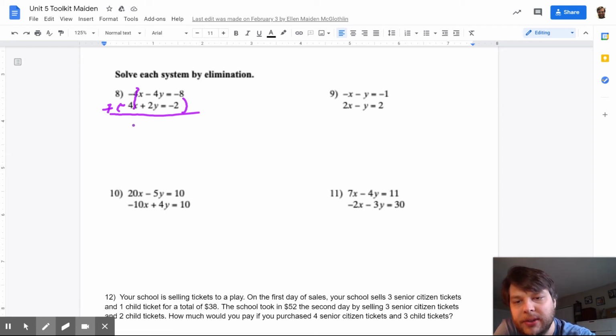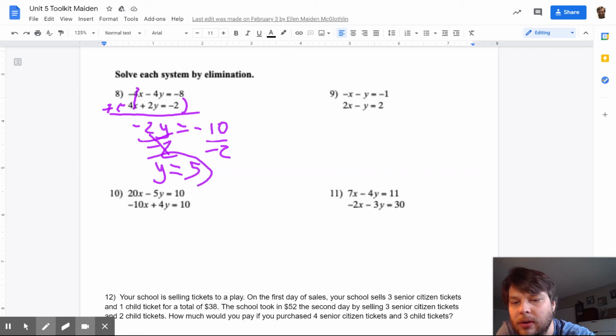Negative 4y plus 2y makes negative 2y. Negative 8 plus negative 2 makes negative 10. By adding, I made 0 x's and I eliminated that variable. Divide by negative 2, so we can get y is equal to 5. Substitute y equals 5 back. You can use either one of those equations. Doesn't matter which one you use. I'll just use the top equation.